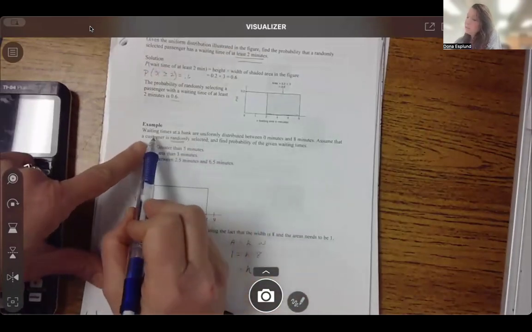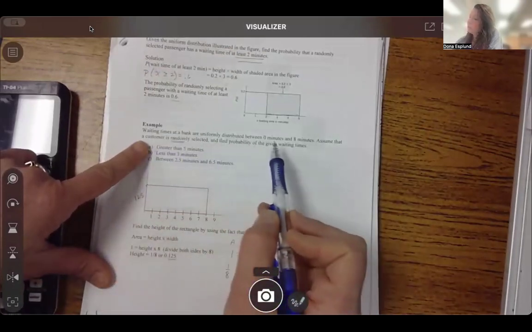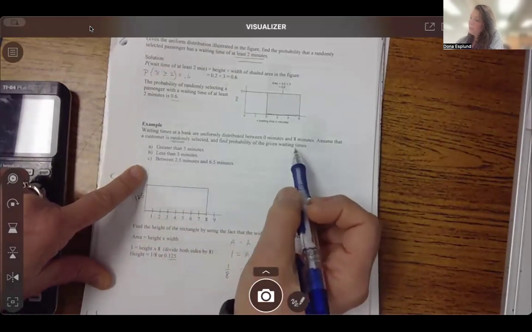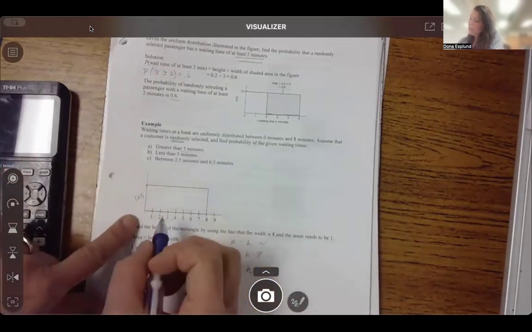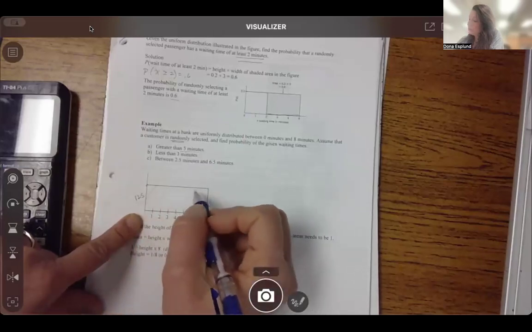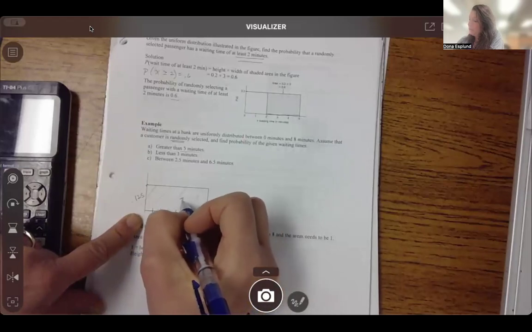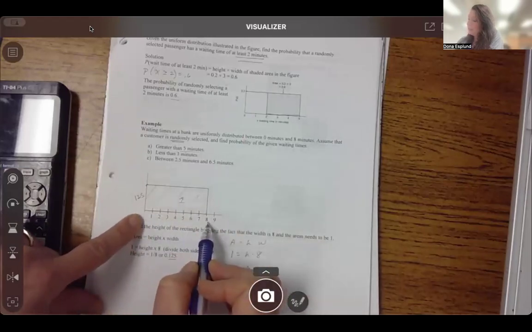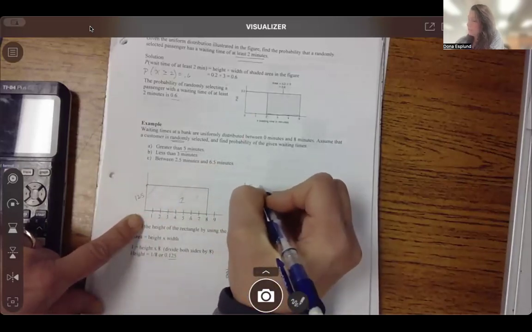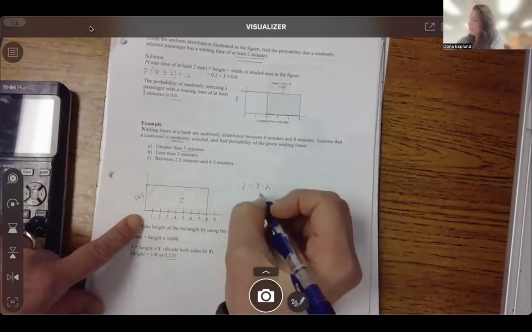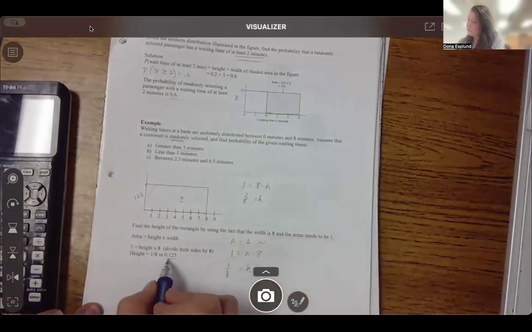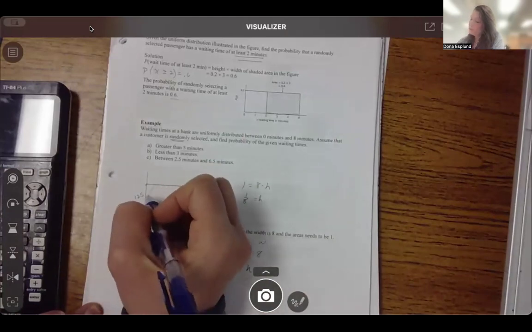The second example I have is if bank waiting times are uniformly distributed between 0 and 8 minutes, assume that a customer is randomly selected with the following given wait times. So in other words, we're going to look at greater than 5. Now again, I'm going to find the area of my rectangle. I know that this area is going to equal 1. So in this case, if my length is 8, then 1 equals 8 times my height. Then I'm going to divide, and my height is going to be 1/8. Okay, so I found that, and that's also the decimal equivalent of 0.125.